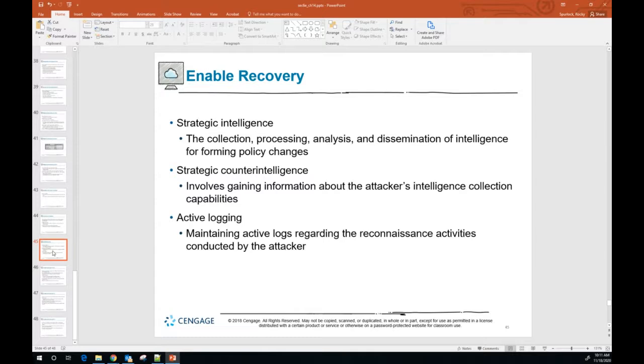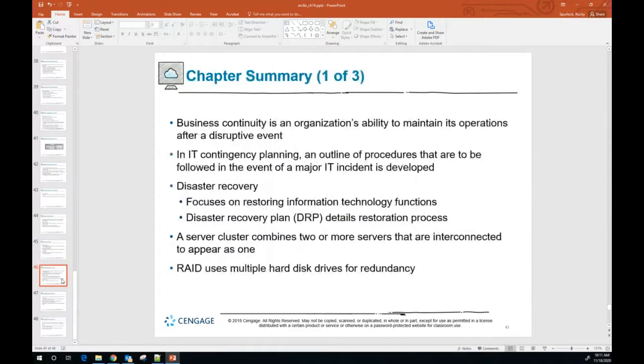We then move into the enable recovery phase. We look at strategic intelligence. That's a collection, processing, analyzing, and dissemination of intelligence by forming policy changes. Strategic counterintelligence is going to involve gathering information about the attacker's intelligence collection capabilities. So how we find out what they use to gain the information for the attack. Active logging, while also maintaining active logs regarding the reconnaissance activities conducted by the attacker.